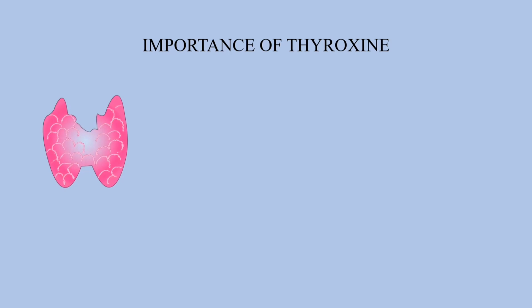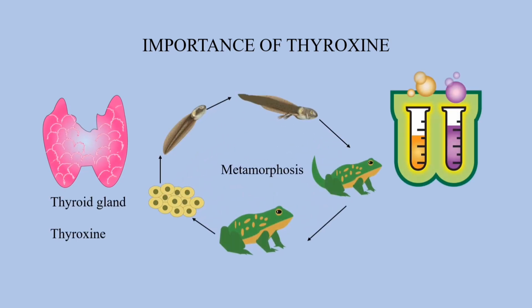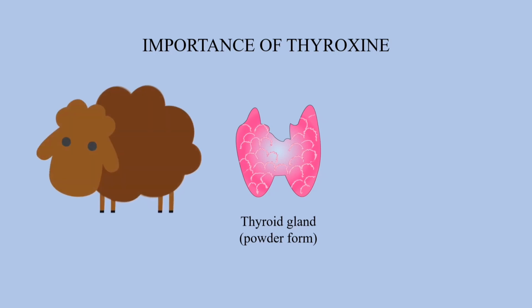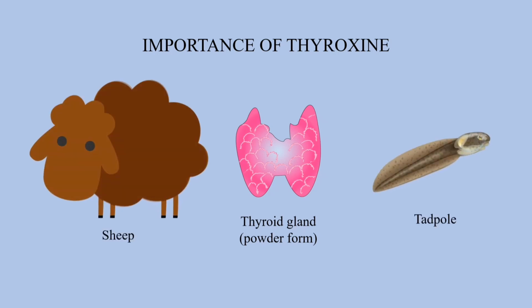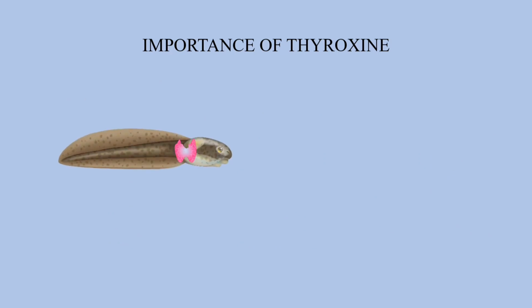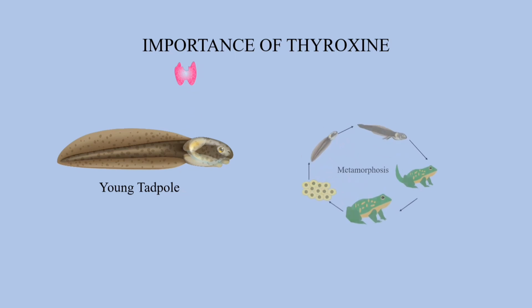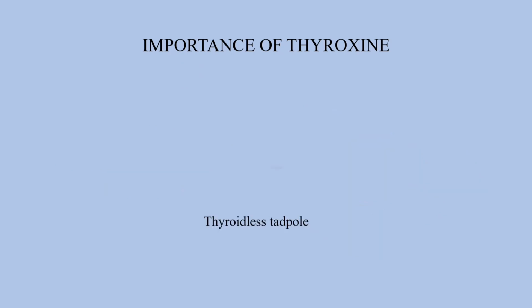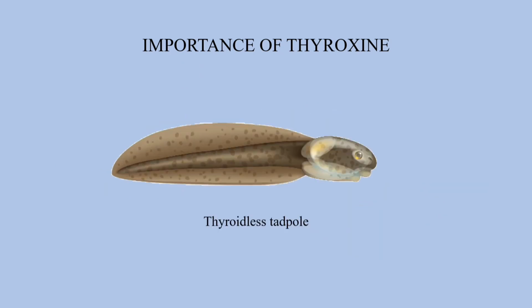The importance of thyroid gland and thyroxine in metamorphosis is proved by some experiments. When powdered thyroid glands of sheep are fed to frog tadpoles, they metamorphose early. When a thyroid gland is removed from the young tadpoles, they fail to metamorphose. The thyroidless tadpoles continue to grow.